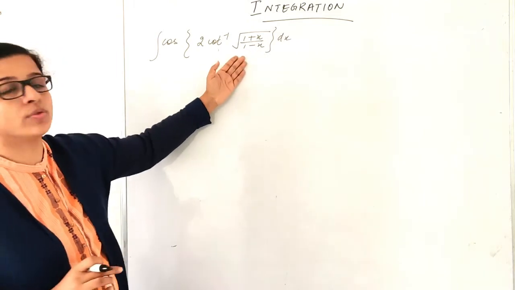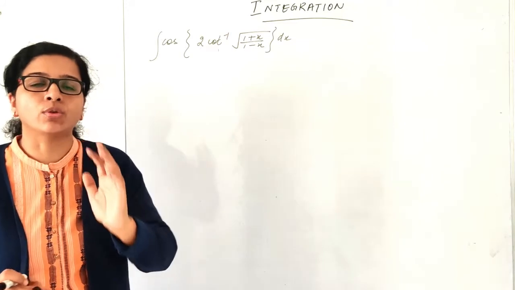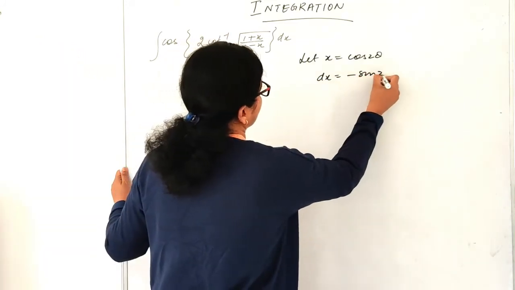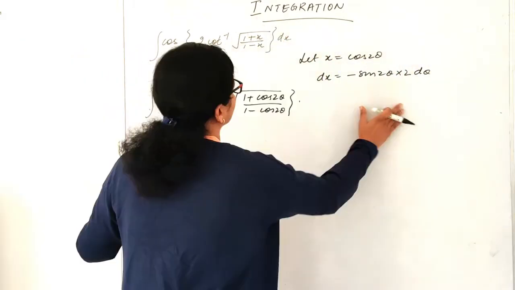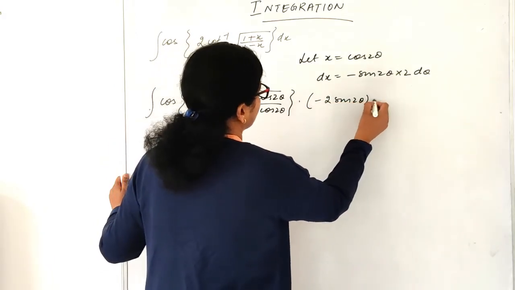It has under root (1 plus x) upon (1 minus x). So in that case, what will we assume? x is equal to cos 2 theta. Okay, so dx is equal to minus sin 2 theta into 2 d theta. Let us substitute the values. So dx can be replaced by minus 2 sin 2 theta d theta, right?